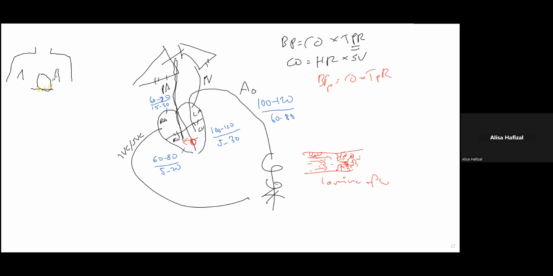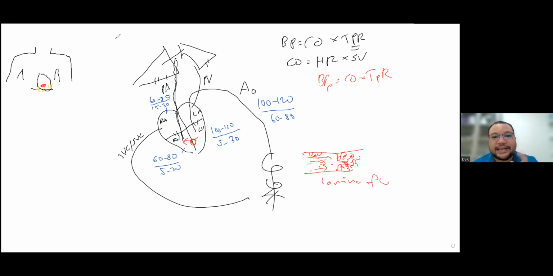Alright. So, the murmur is over the lower left sternal edge, because of the left to right shunt. The right ventricle is here, so the vibration is created here. So, that's where the vibration is created. Okay. So, we already know the site. Now we want to look at the timing.